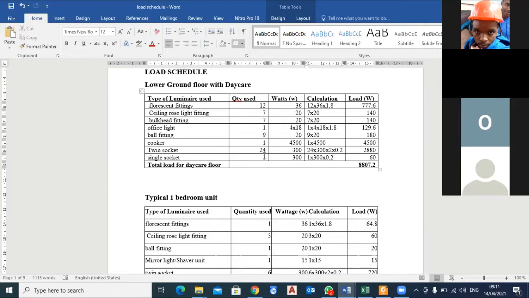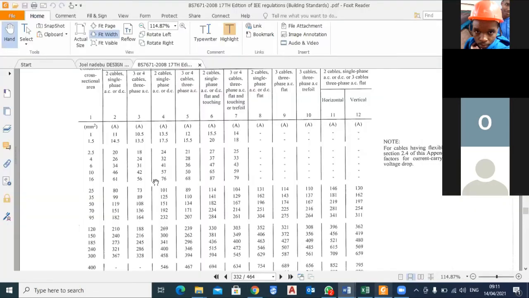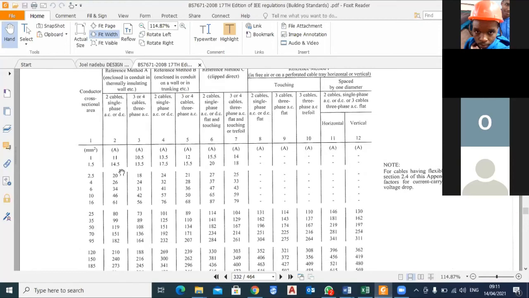Remember, for sockets, we normally use 2.5. And 2.5, are you able to see the PDF? Yes, we can see. Okay. 2.5, its maximum carrying capacity is 20. So I want you to do the calculations. On 20 amperes, ni wattage ngapi? Hebu mtu anipigie hesabu. 20 amperes ni wattage ngapi?